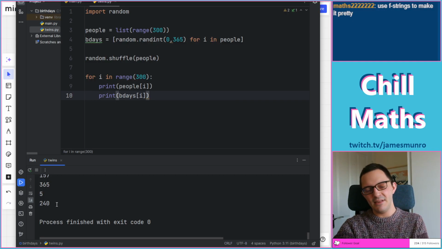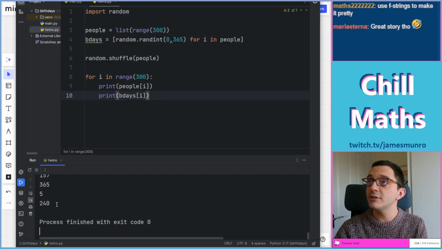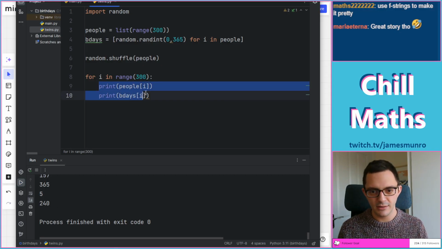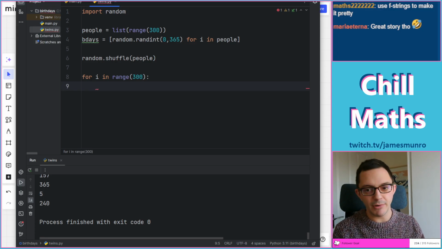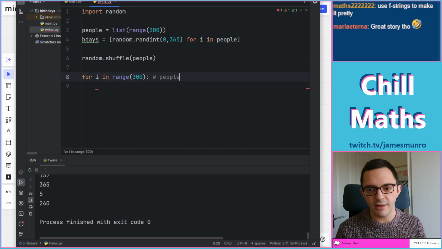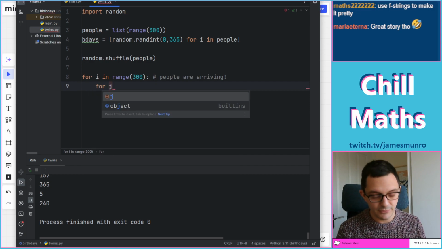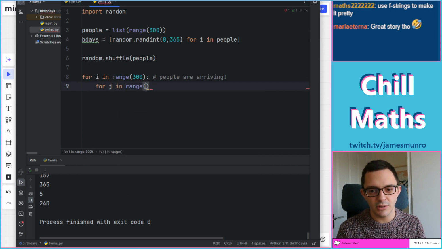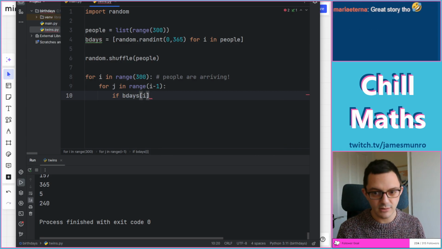Okay. We're going to write some ridiculous Python code now because we're going to try and check whether these people have the same birthday as someone who's previously come in. We're going to imagine that as i is increasing, people are arriving. I'll write a note there. And we're going to say, well, hang on a minute, for j in range up to not quite yourself, is it true that you have the same birthday?